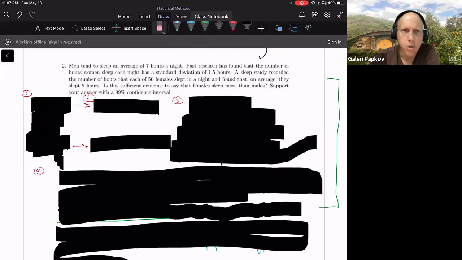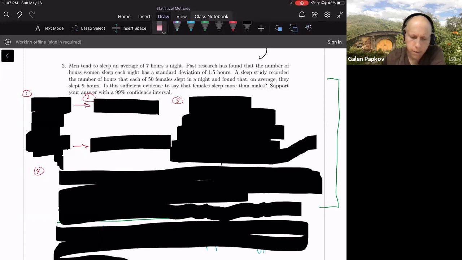A sleep study recorded the number of hours that each of 50 females slept in a night and found that on average they slept 9 hours. Is this sufficient evidence to say that females sleep more than males? Support your answer with a 99% confidence interval.